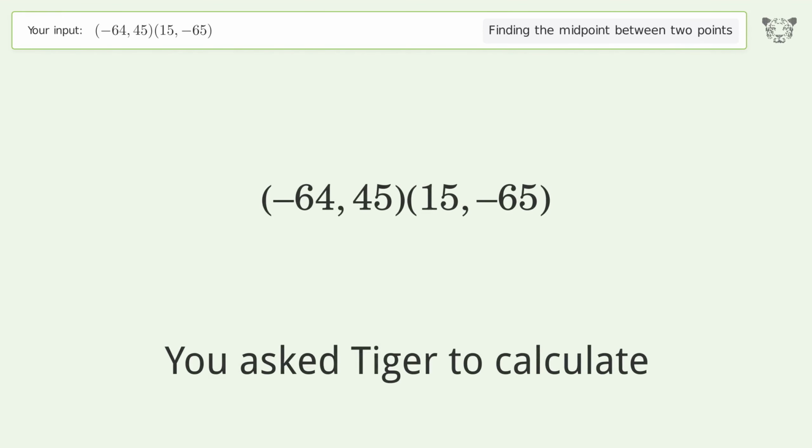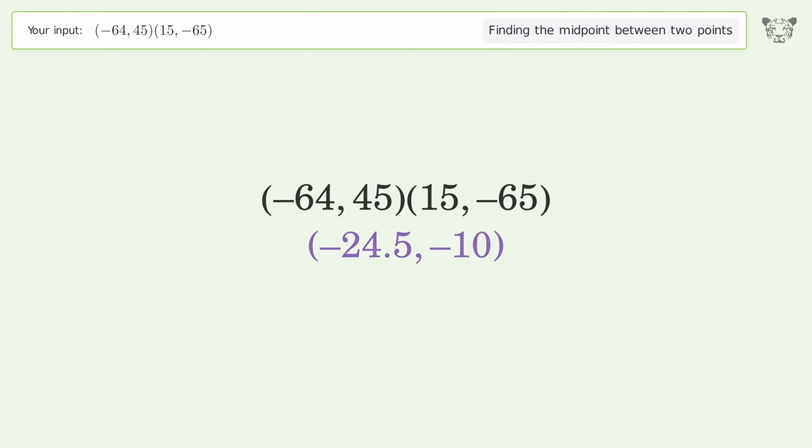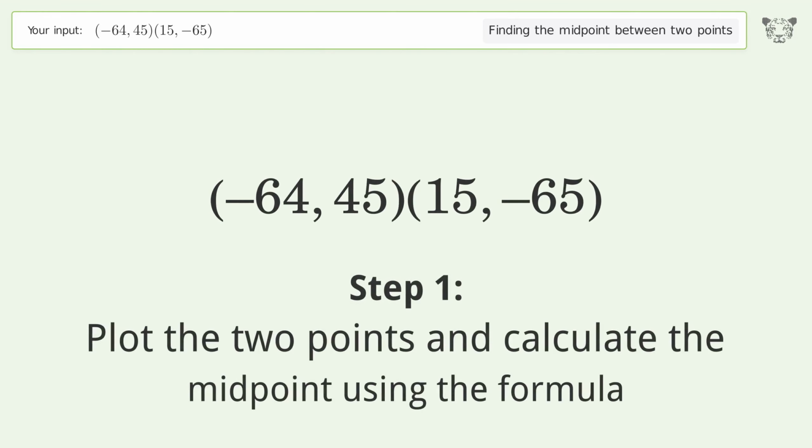You ask Tiger to calculate. This deals with finding the midpoint between 2 points. The midpoint between the 2 points is negative 24.5, negative 10. Let's solve it step by step. Plot the 2 points and calculate the midpoint using the formula.